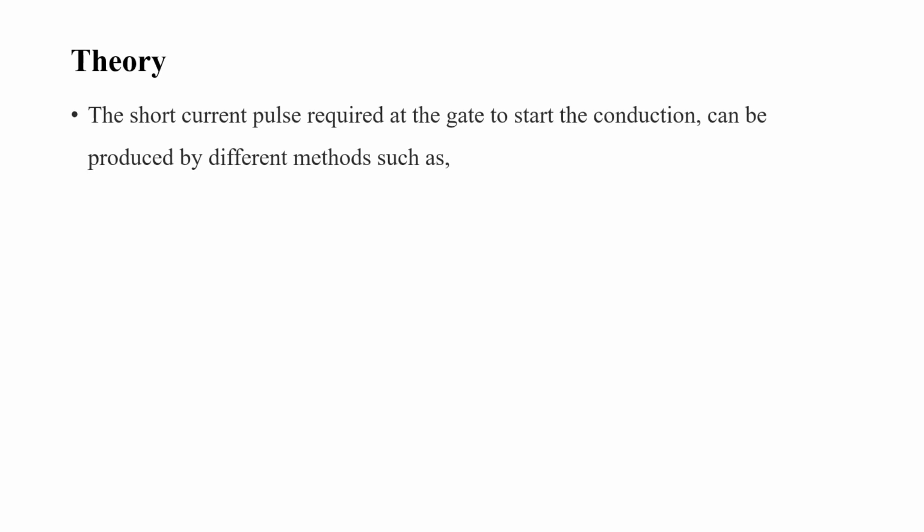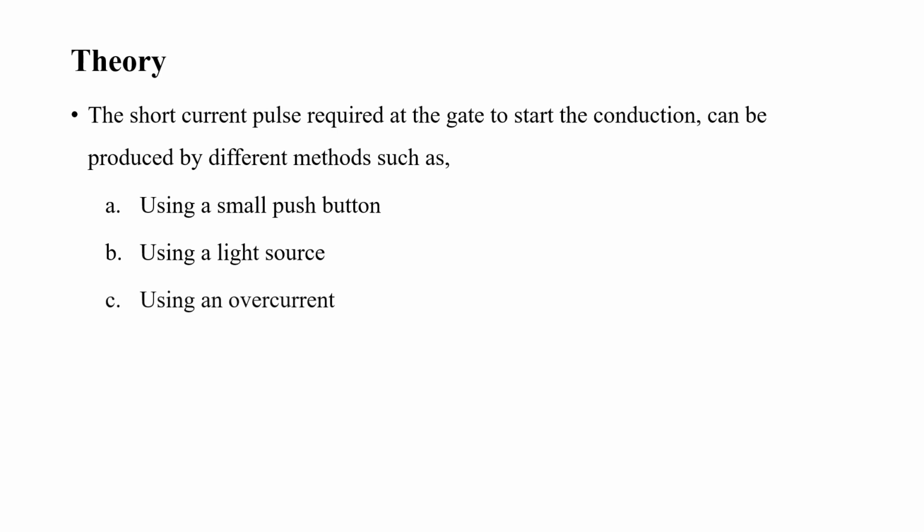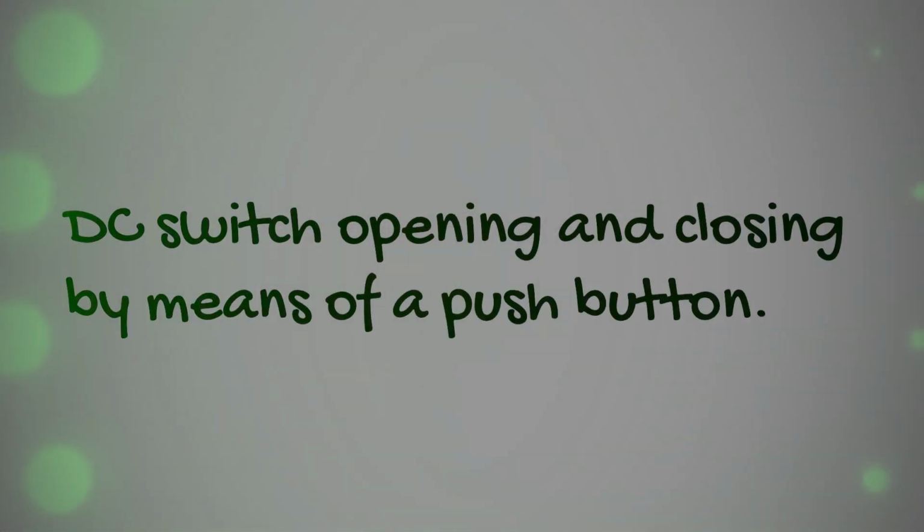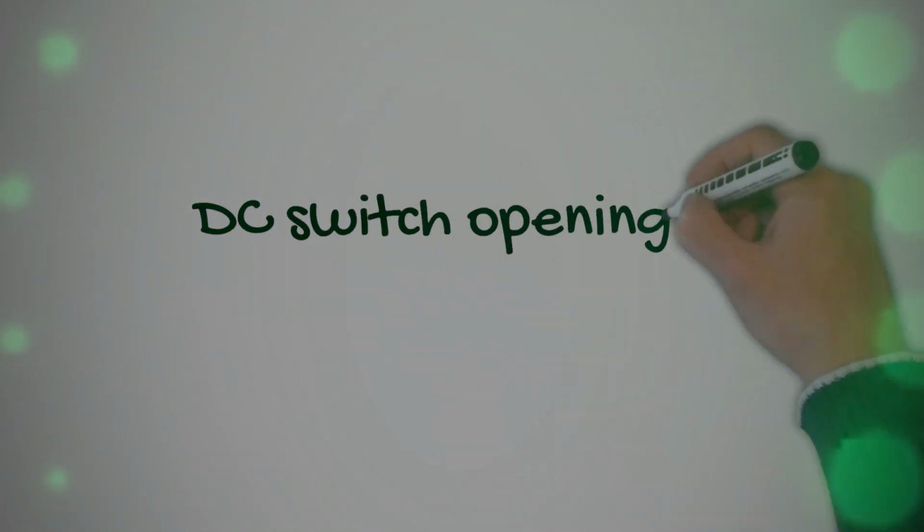So in this practical, we are going to talk about some methods to initiate the conduction current of a thyristor. Some of the methods to generate the current pulse to initiate the conduction of the thyristor can be seen in this slide. To explain these methods, we are going to analyze 5 subtopics separately in this practical.